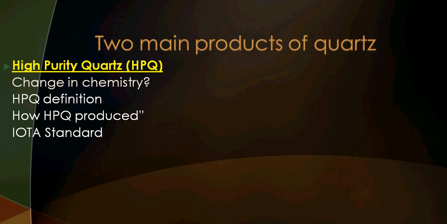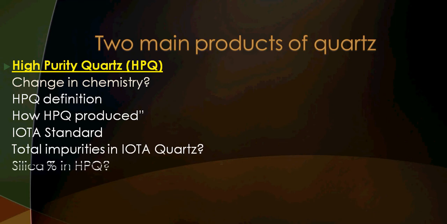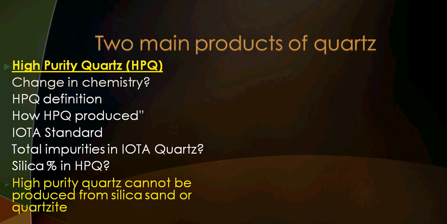The high purity quartz produced by Unimin is called IOTA. They produce IOTA standard quartz, and in the IOTA standard, the maximum impurity level is 25 parts per million. Silica percentage in the high purity quartz, as I told you, is 99.998% or better. High purity quartz cannot be produced from silica sand or from quartzite. To produce high purity quartz, we need lump quartz.